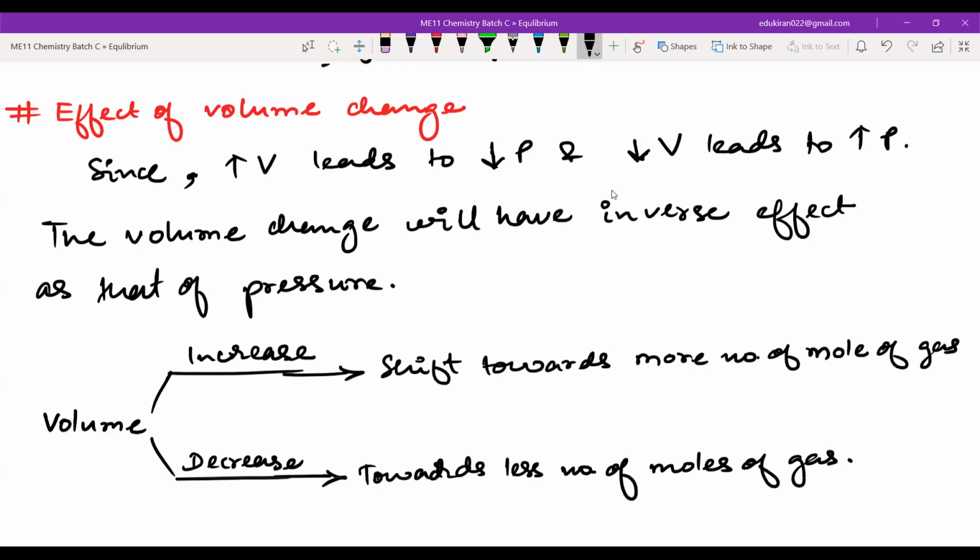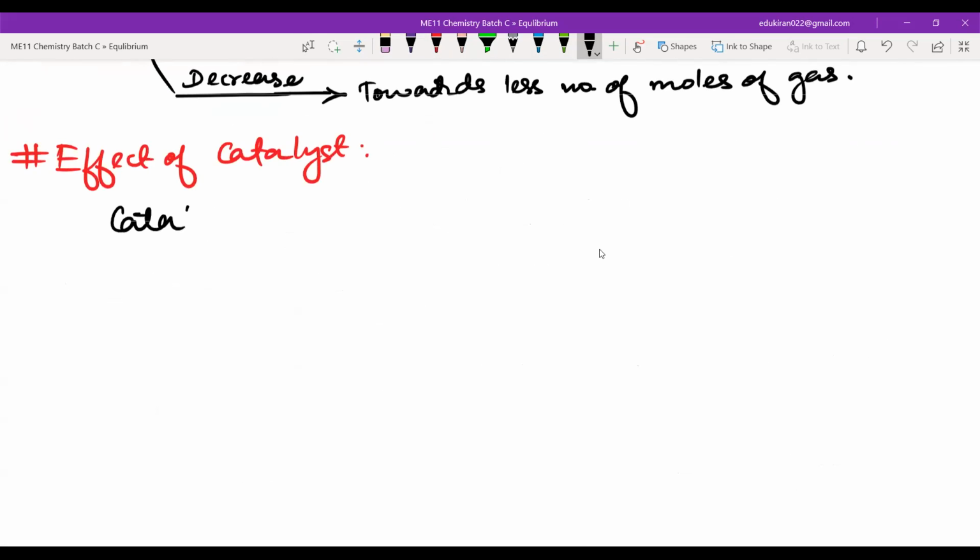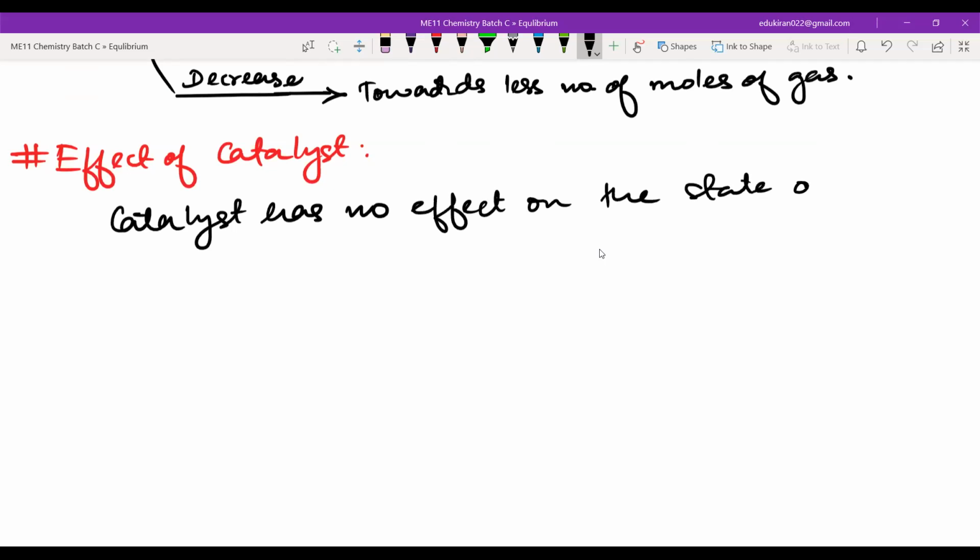Done, guys? Yes, sir. Okay. Now, next is the effect of catalyst. Just write one line. I've written this previously also. Effect of catalyst. So you can write catalyst has no effect on the state of equilibrium.